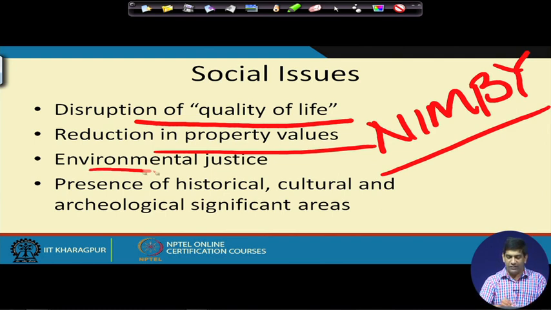Then environmental justice: you should not throw the waste in an area where a vulnerable population is, where poor people are. That's not proper, and it should not be done, because everybody should have access to clean air. So if you don't want to dump in your own area, this is what's happening.